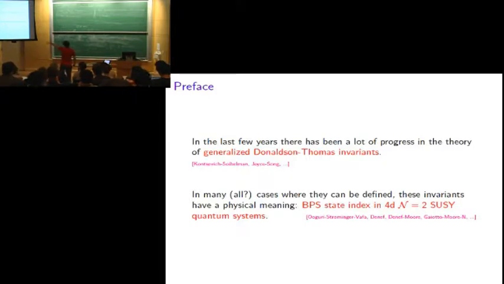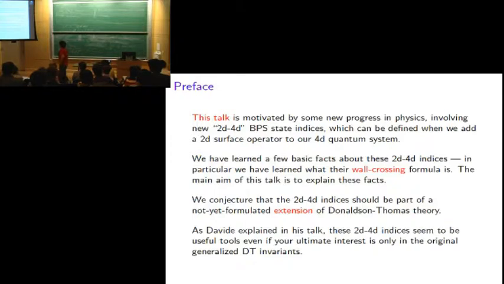And so over the last couple of years, there's also been a lot of physical progress, parallel to this mathematical progress, on these BPS state indices by many people. This particular talk is motivated by some new progress in physics involving some new BPS state indices, which we call the 2D-4D BPS state indices. These things are defined in a 4-dimensional quantum system to which you add a new 2-dimensional surface operator, so a new kind of data.